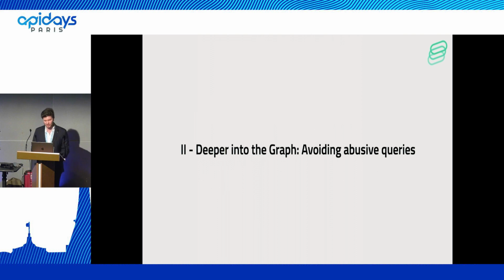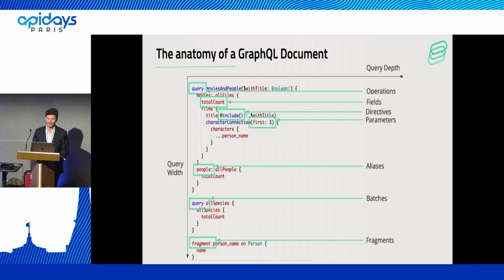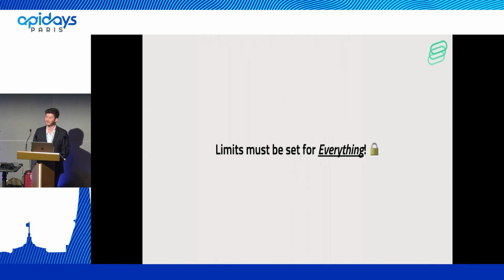Now let's switch to the interesting part. Deeper into the graph, let's avoid abusive queries. As was said in the previous talk, GraphQL is a pretty complicated language. There are a lot of features inside. There are operations, fields, directives, parameters, aliases, batches, fragments, and so on. Basically, to stay secure, limits must be set for everything. Everything.